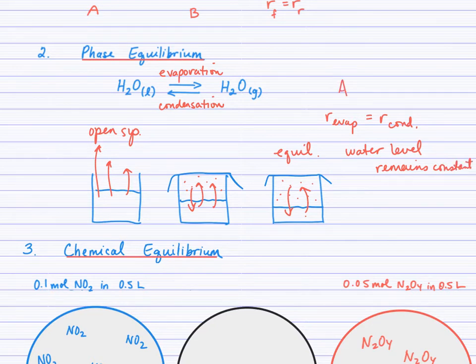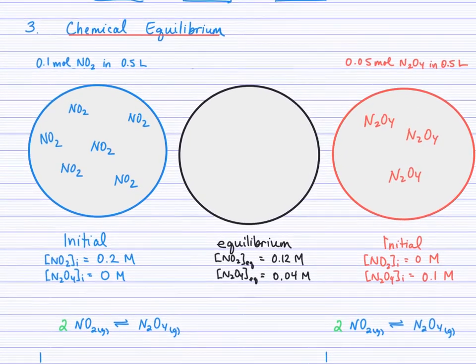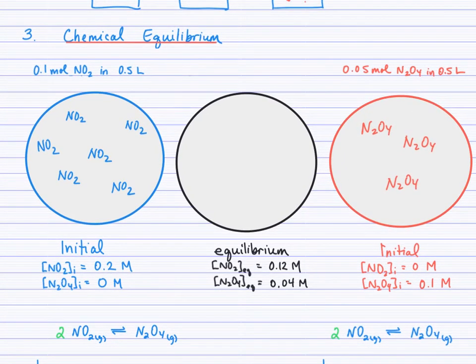So this, of course, is the necessary requirements for a system to be at equilibrium. Okay, so those were two physical equilibriums. Now we look at chemical equilibrium. So you'll see that I've drawn three circles here. Equilibrium is the black circle, which I've labeled underneath.